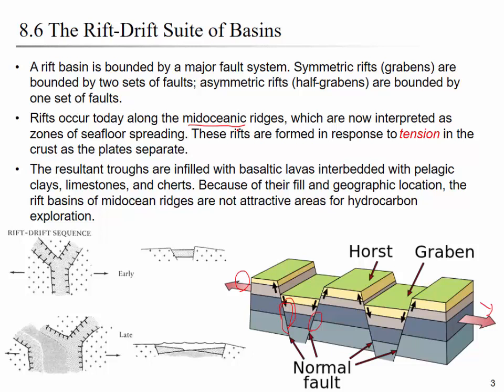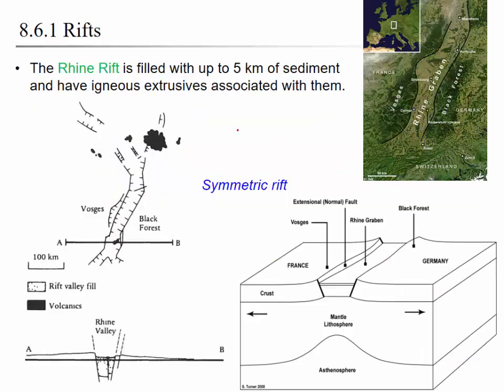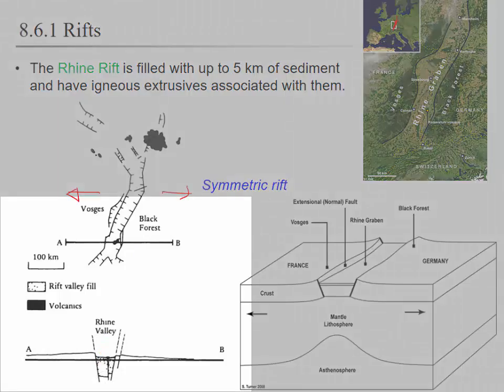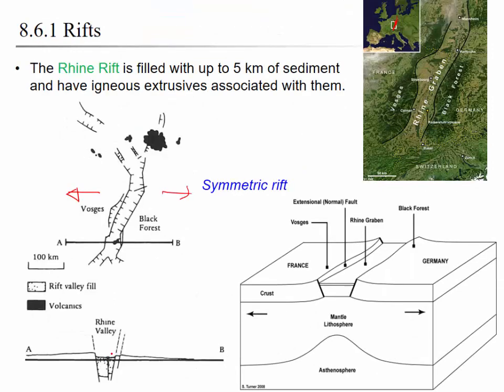For a rift basin to be suitable, it needs to be close to the continental margin, or close to the onshore. One example is inland, right here, between Switzerland and France, and it's called the Rhine rift. It's filled up with up to 5 kilometers of sediment and has igneous intrusives associated with it. So here you have two plate boundaries moving in this direction. And because of that, normal faults developed. Then it forms the basin, right.